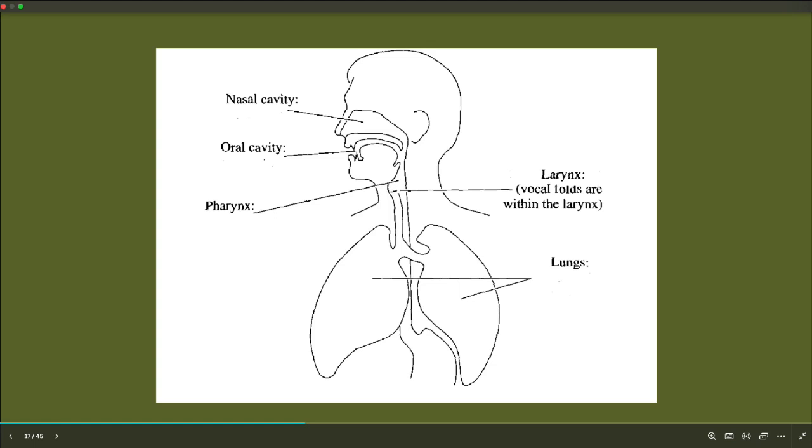Now, each of these organs plays a crucial role in producing the wide range of sounds that make up language. Together, they work in harmony to create the sounds and sentences we use to communicate every day.